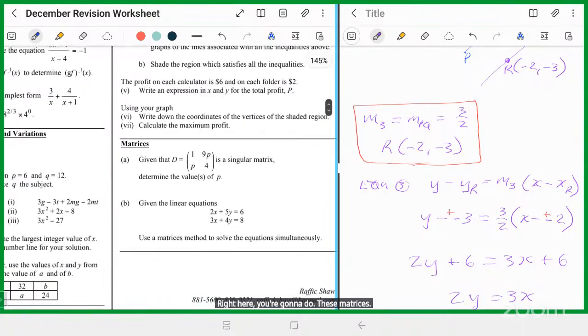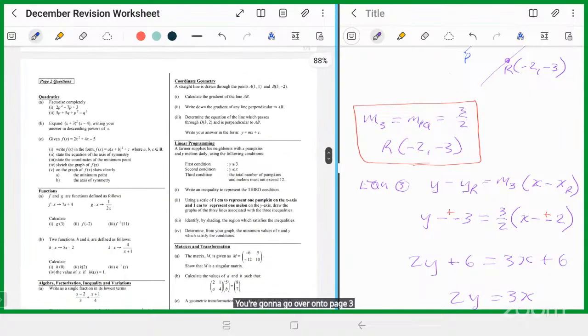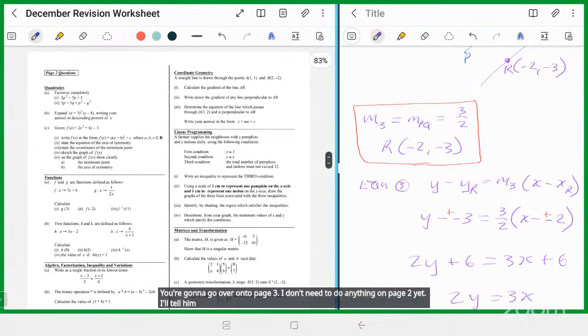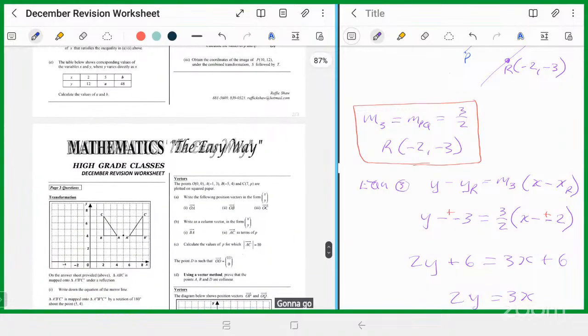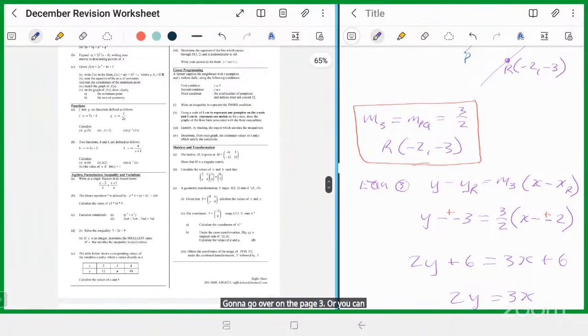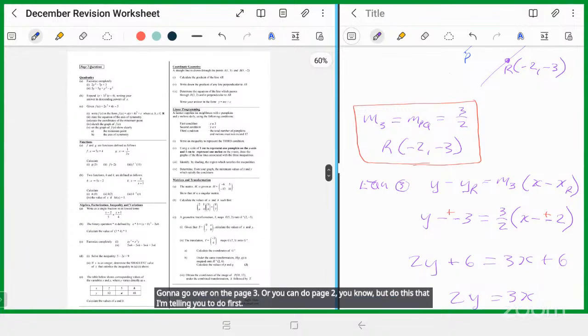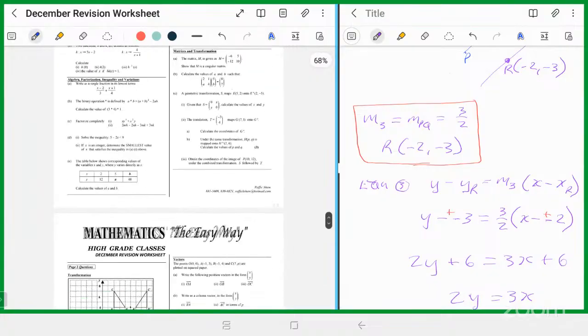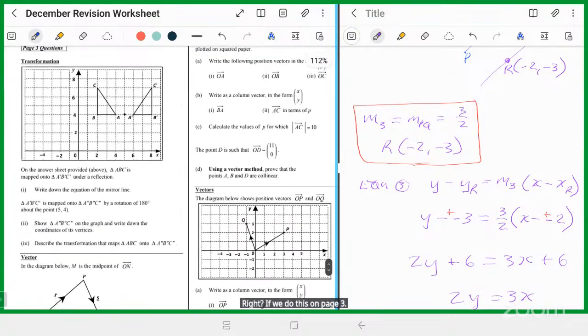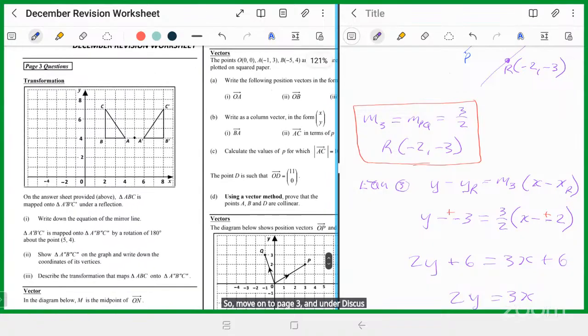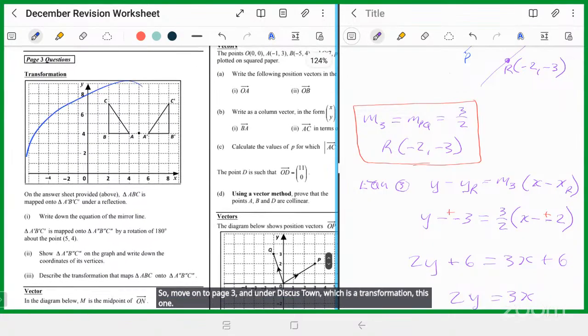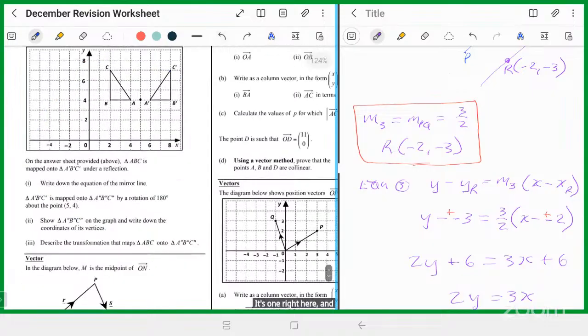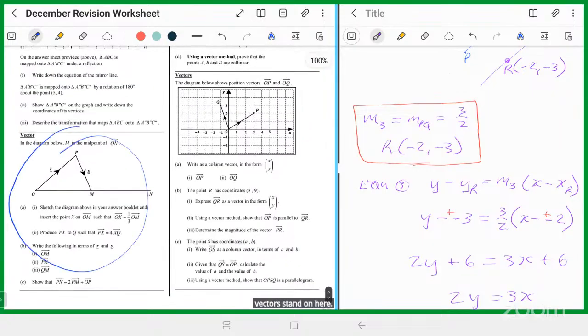You're gonna go over onto page 3. I don't need you to do anything on page 2 yet. I'll tell you when to do page 2. Or you can do page 2, but do what I'm telling you to do first. So come over onto page 3, you're gonna do this question, which is a transformation, this one right here. And you're gonna do this vectors question down here. A nice vectors question. And we go through those 4 questions tomorrow.